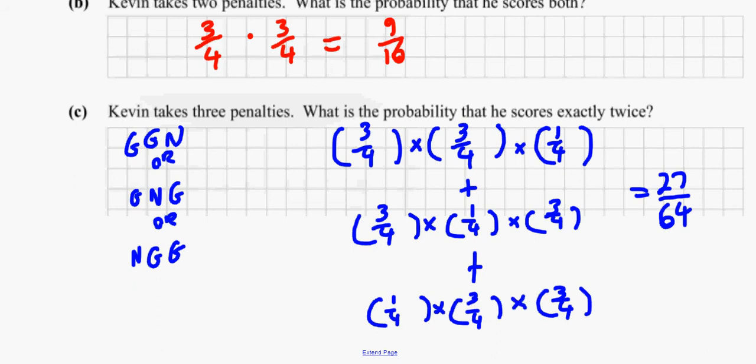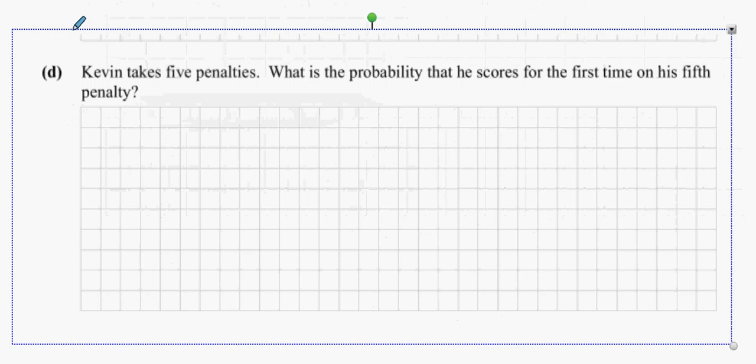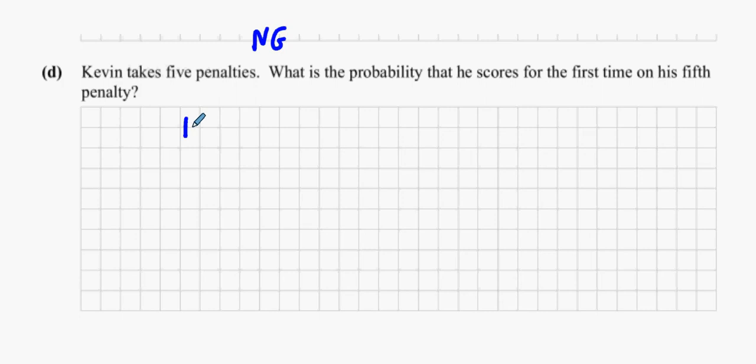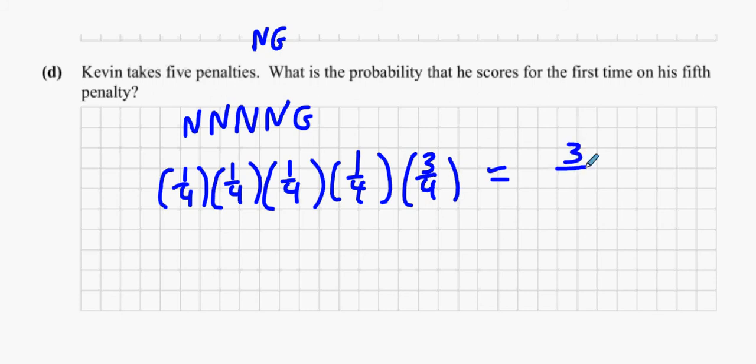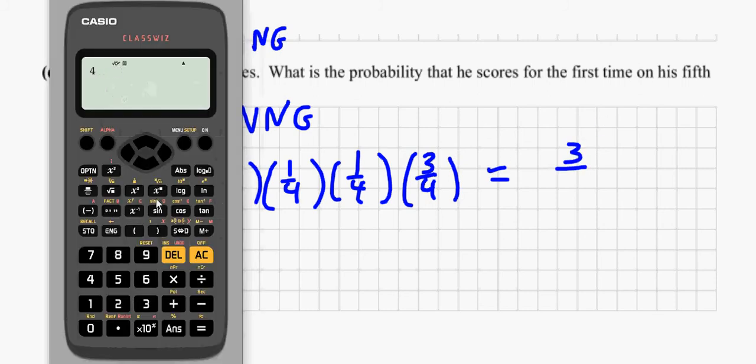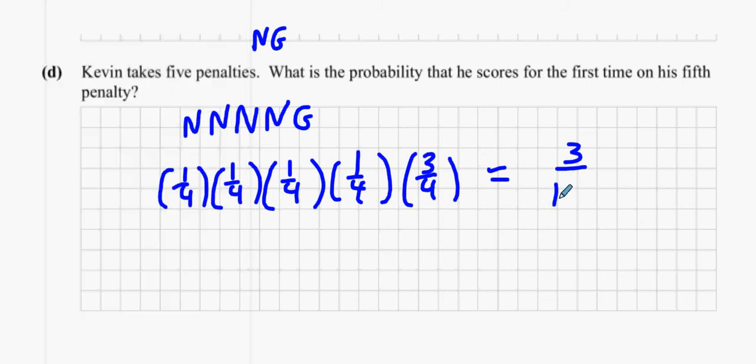Now go to D. There's a D, right? Kevin takes 5 penalties. What's the probability that he scores for the first time on his 5th penalty? First time on his 5th penalty, lads. What does that mean? What's your current situation? Let's use the NG method. What's your current situation? No, and go. So what would that be? You do a quarter to the power 4 if you want, and then at the end, you multiply all of them out, and you get 4 to the power 5, which is over 1024.